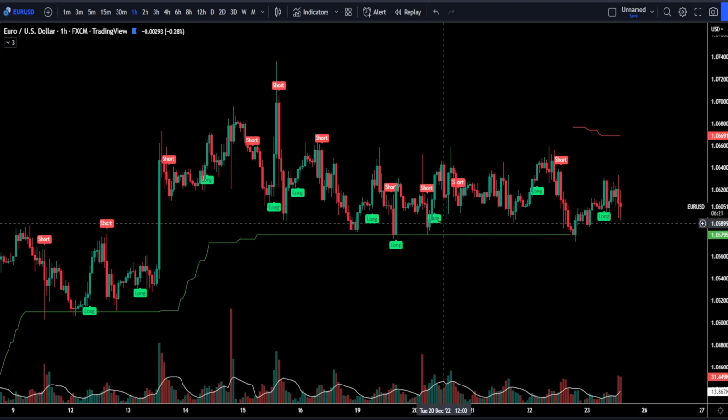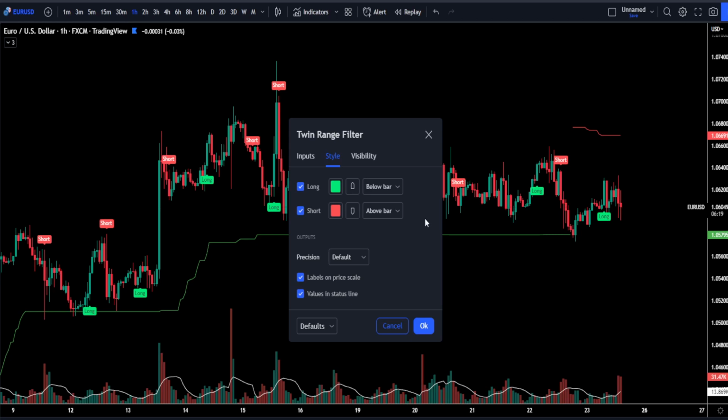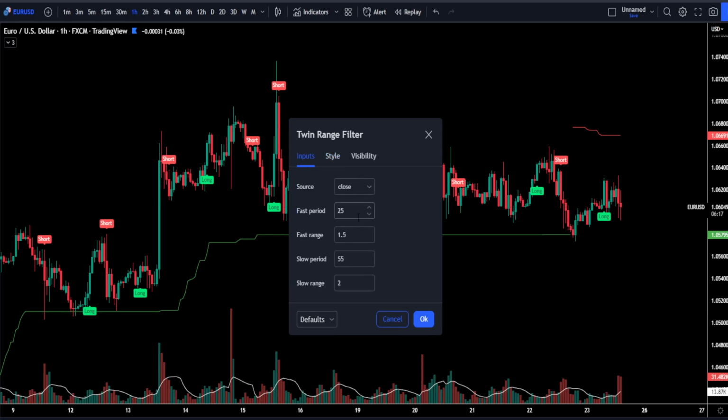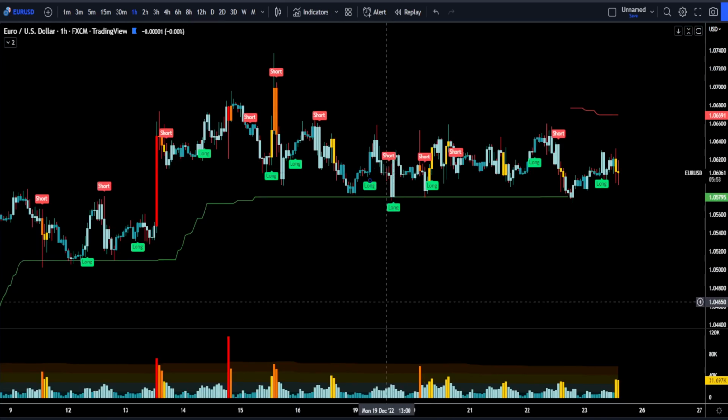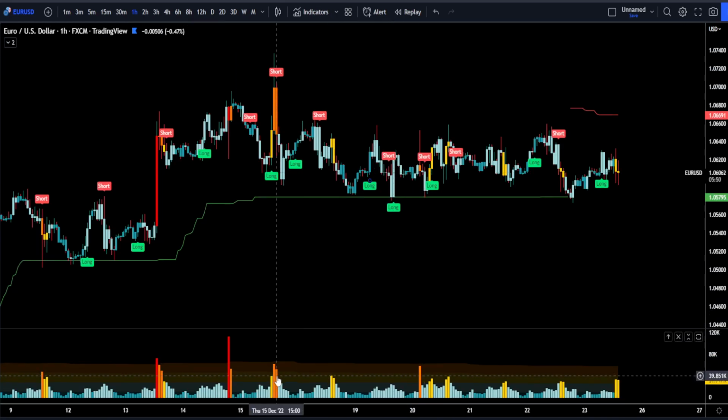Now to improve this, I would probably change the settings on our twin range filter. I would maybe increase the fast period and also our fast range, maybe even the slow period as well. I would just play about with this, and then I'd probably add a different volume indicator. I would probably replace it with our heat map volume indicator.